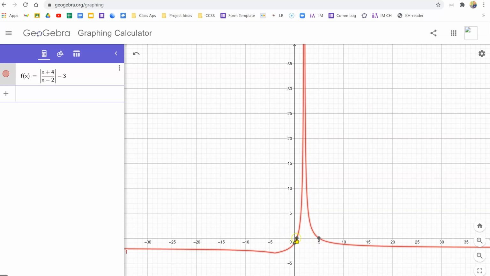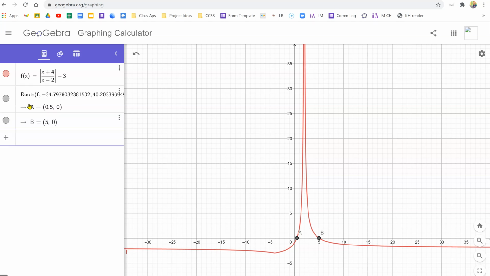So we need to figure out where this graph crosses the x-axis. Those are called the roots of f. And that takes place at 0.5 and 5.